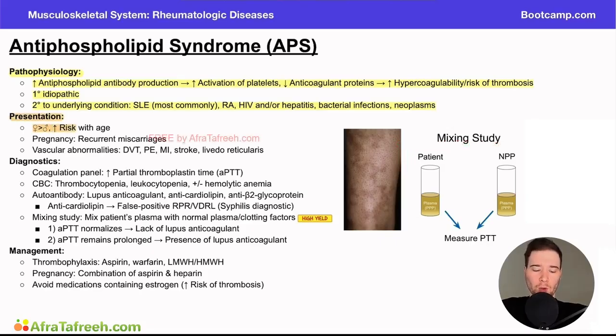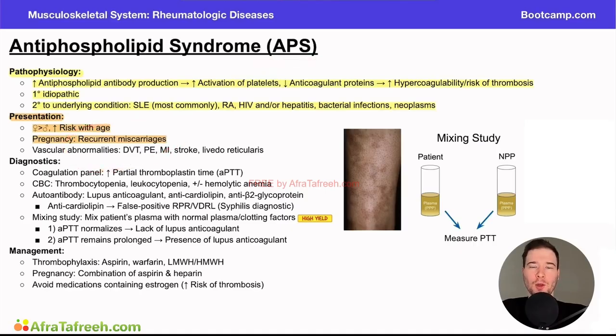Now, if we think about the presentation here, we really want to focus on a few key points. One, this is more common in females than males, and there's an increased risk with age. They were also classically asked this question about a pregnant patient who has recurrent miscarriages. So let's think about this for a second. Why might somebody who has antiphospholipid syndrome or APS have recurrent miscarriages?